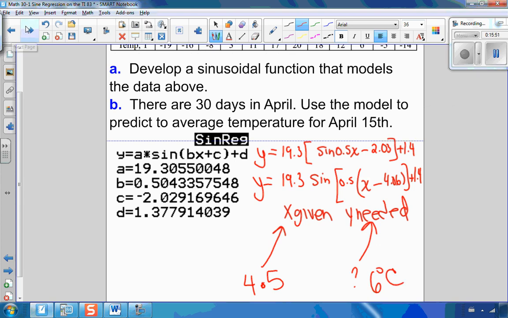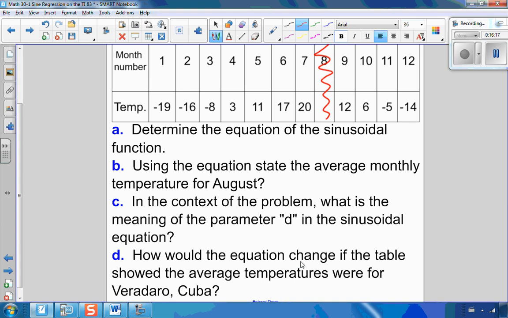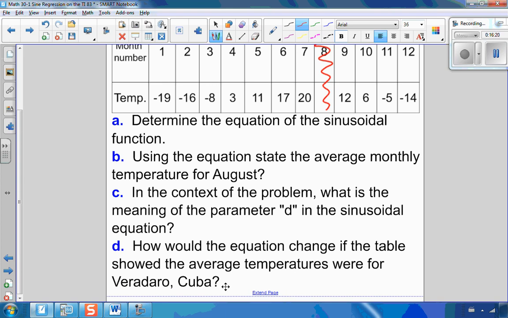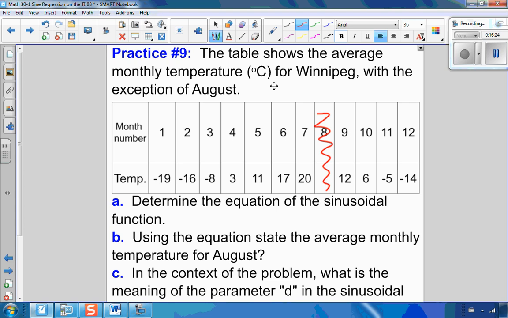Okay, let's try one more. Practice number 9. So this table shows the average monthly temperature, degrees Celsius, for Winnipeg. Get it, Winnipeg? It's actually Winnipeg, but that's the nickname because it's always so cold there, with the exception of August. So August isn't given to us, so we're not even going to put that into the calculator. Determine the equation of the sine function, and then we're going to state the average temperature for August, talk about the parameter D and how it would change if that was temperatures for Varadero, Cuba. Oh, wouldn't that be nice to be there right now?